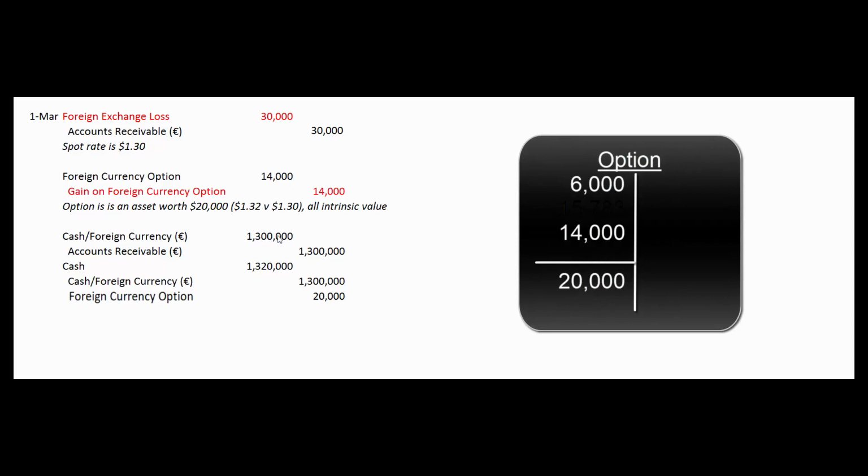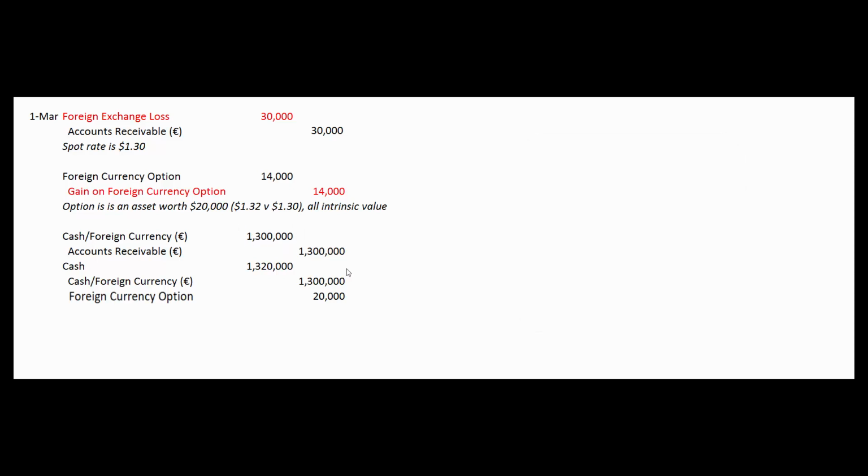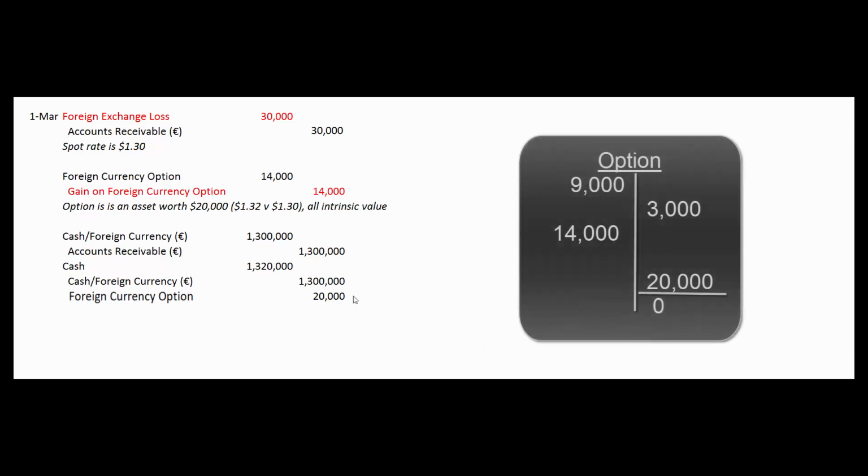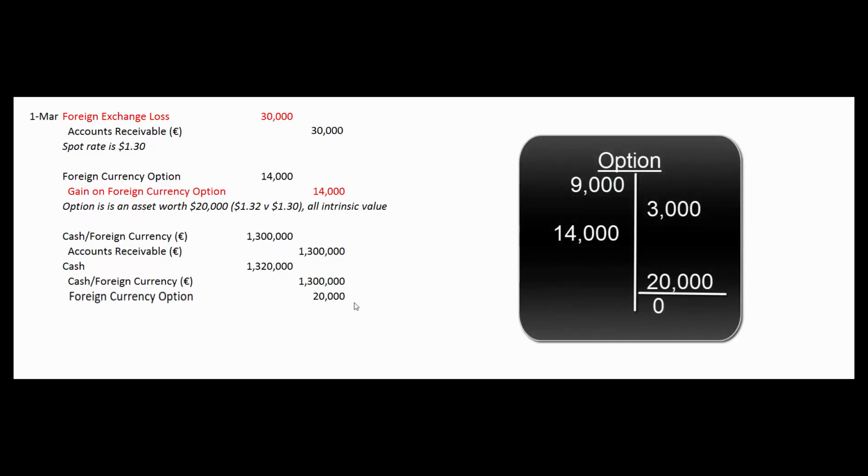And so now we receive the $1,300,000 worth of euros, take that off our books, but we have the option to sell them for $1,320,000. So when we turn those euros that were on our books into US dollars, we get $1,320,000. How do we make that journal entry balance? Credit that option for $20,000.